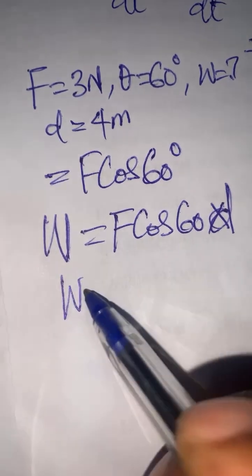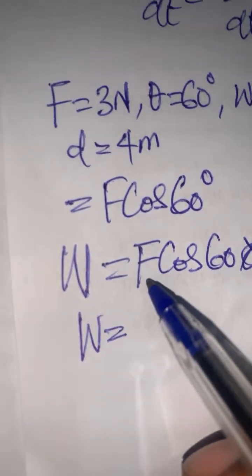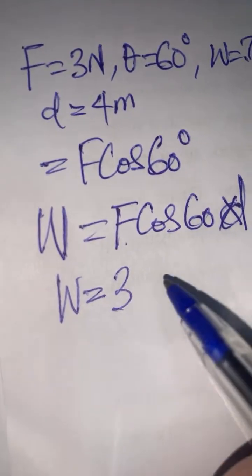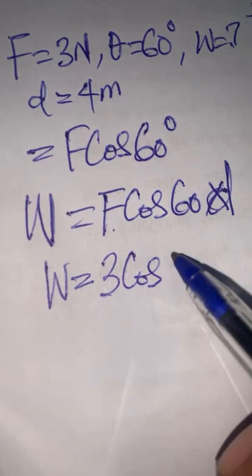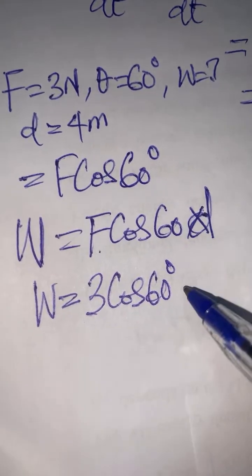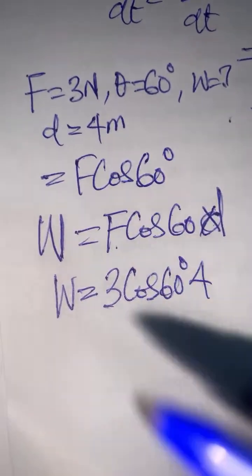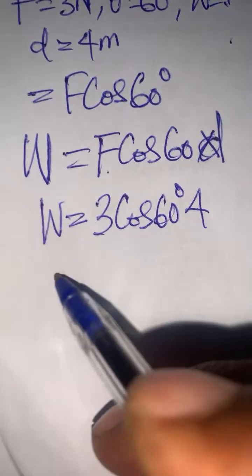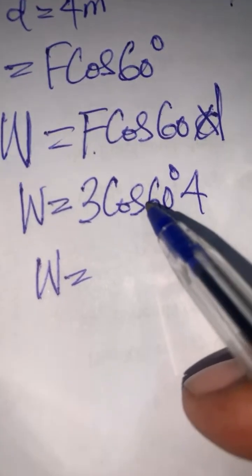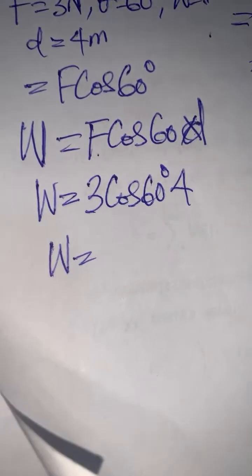If you have, then that's what I'm using. So W at this point will be equal to, what do we have as this force? This force is 3 Newton. So we have 3 multiplied by cos 60 degrees times 4, where 4 is the distance. That means we have done everything here. So what exactly is cos 60? You need to know what cos 60 is. I told you I don't have a calculator here. So if you have a calculator, just punch it quickly.